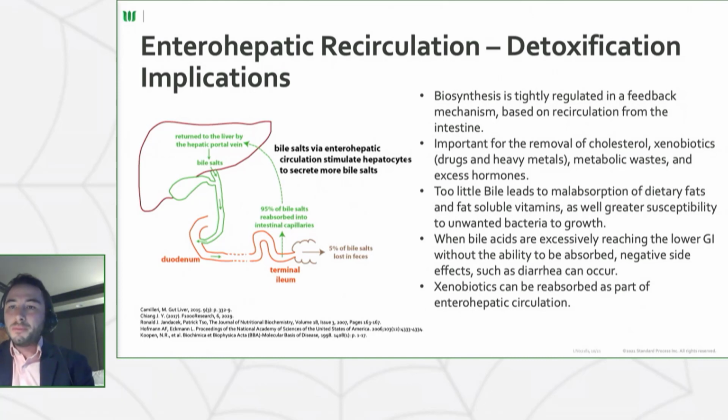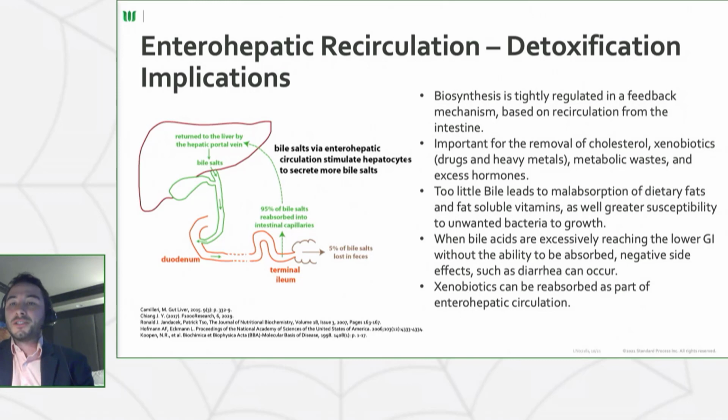Too little bile can be problematic for malabsorption, but too much bile can also be problematic, leading to negative side effects such as diarrhea. There's also a tie for certain bile overproductions in various IBS-D conditions, where individuals with excess bile wind up stimulating excess defecation in the stool.